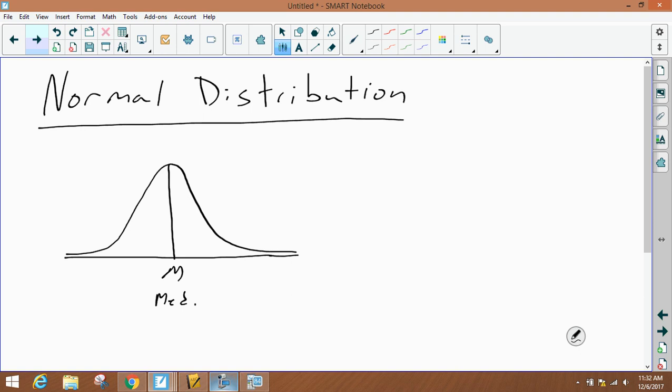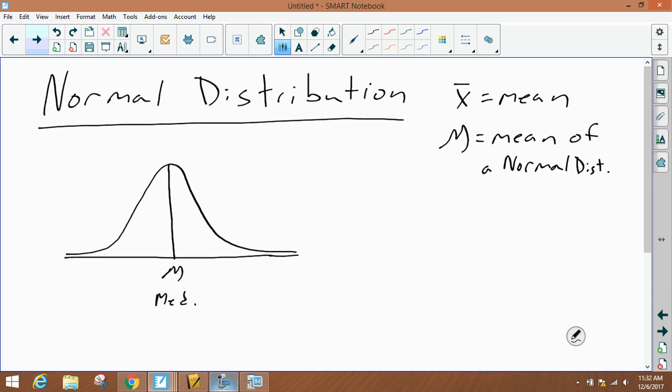Now remember we had said that we were using x bar as the mean. For a normal distribution, that is the mean of a normal distribution, and it's capitalized. Okay. So now we just have a new bit of notation that we're going to use.